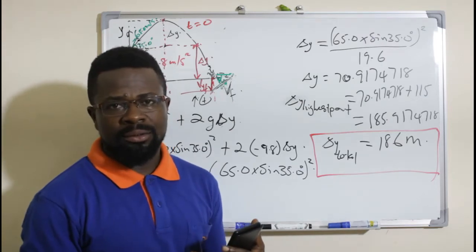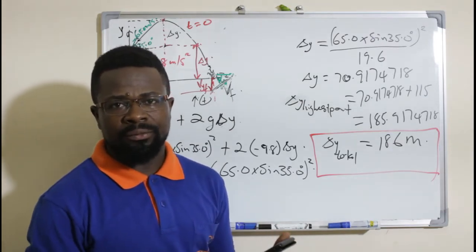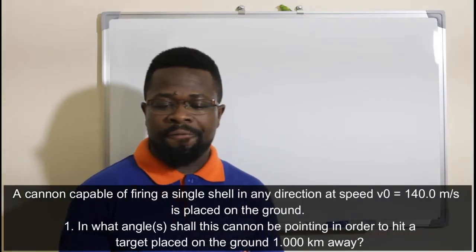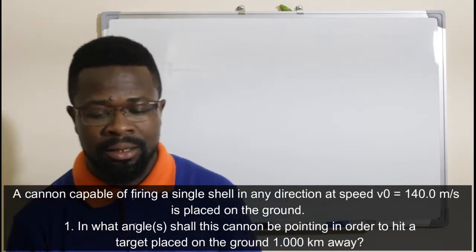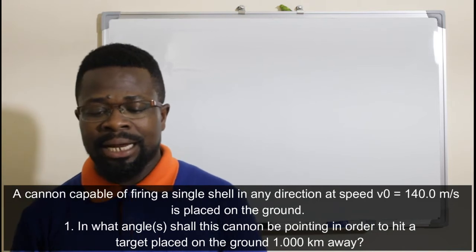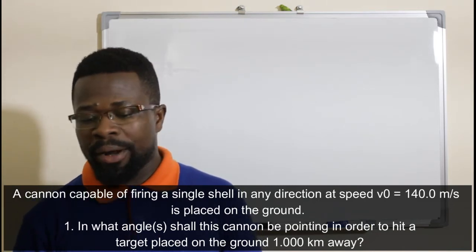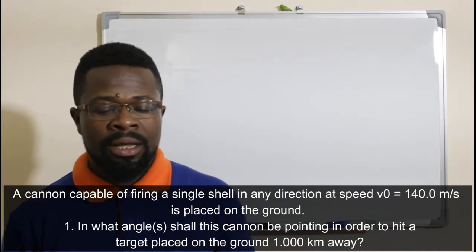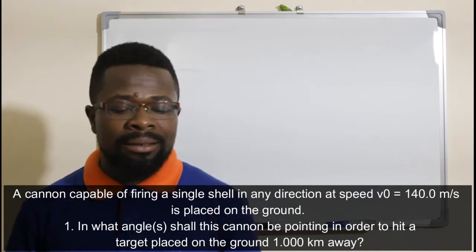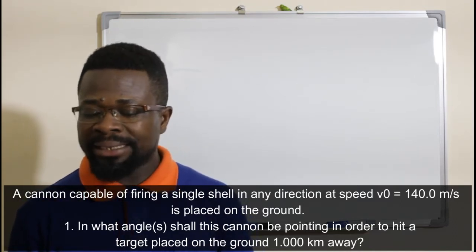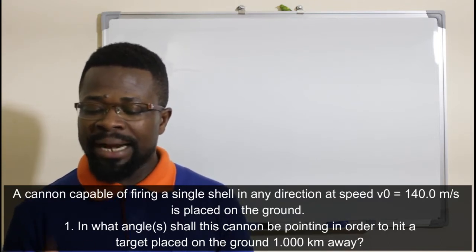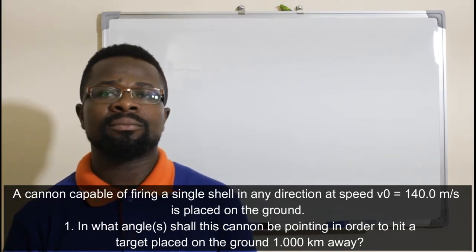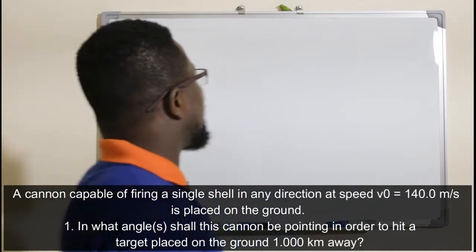Alright, let's look at another question. So let's look at the next question that we will have. The next question is saying a cannon capable of firing a single shell in any direction at a speed v equals 140.0 meters per second is placed on the ground. And the question is saying, at what angle shall this cannon be pointing in order to hit a target placed on the ground 1.000 kilometers away?